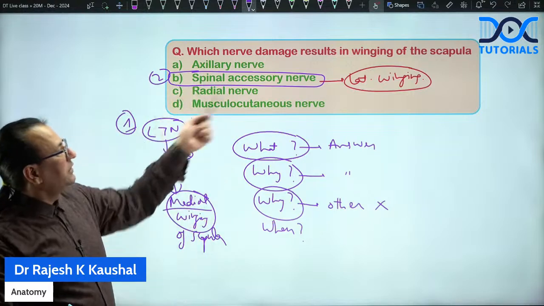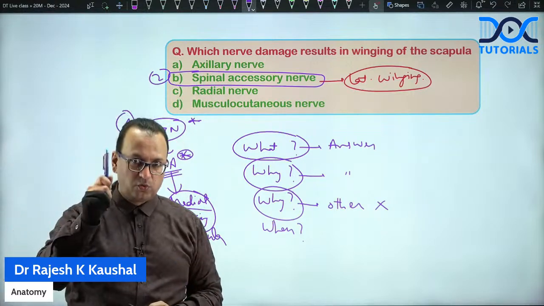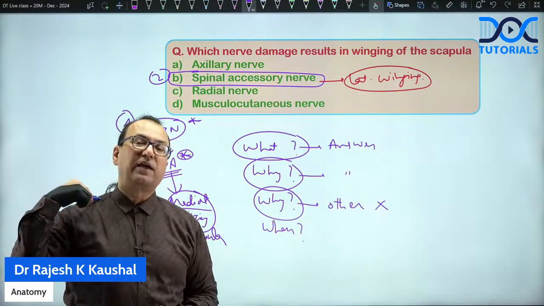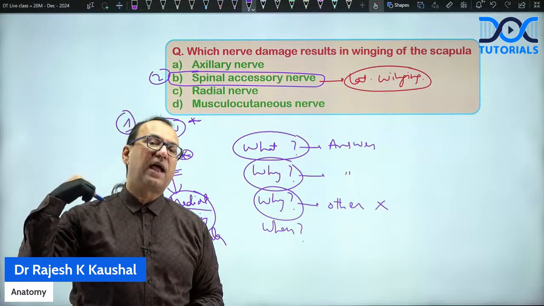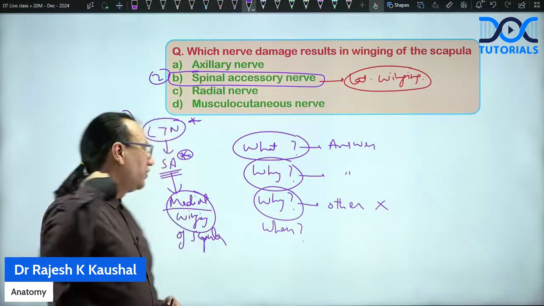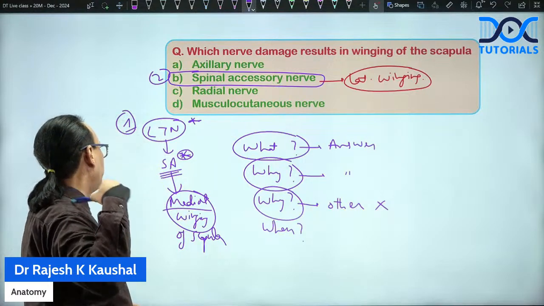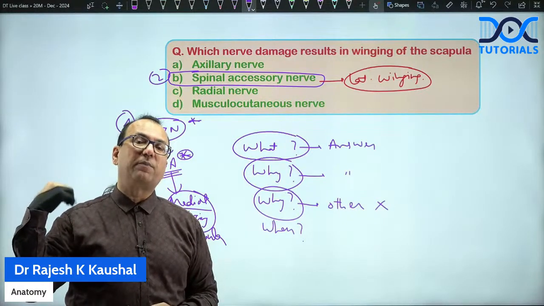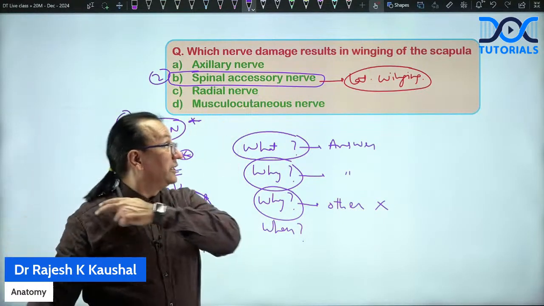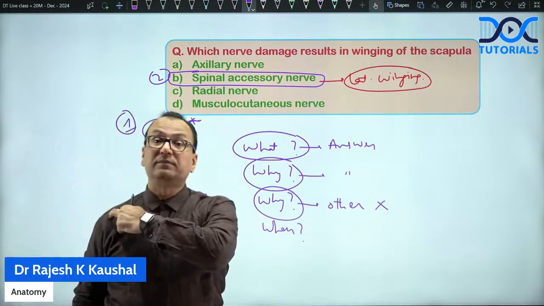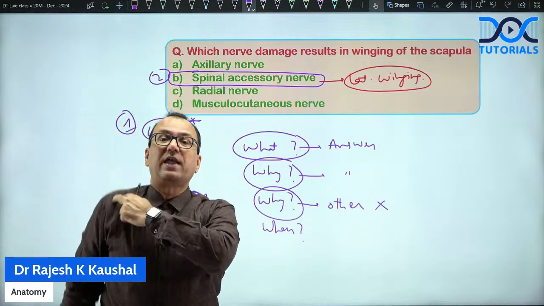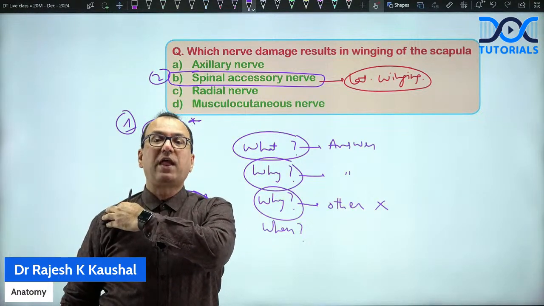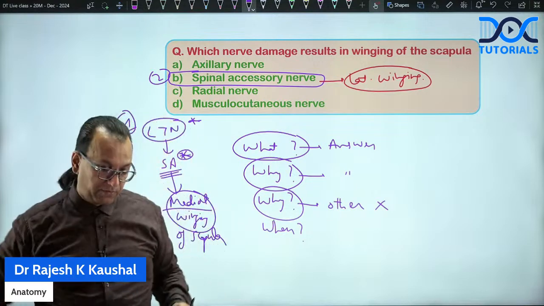Why? What will happen if the spinal accessory nerve is damaged? Say, for example, you have a lymph node and you are doing incision and drainage in the posterior triangle. In the posterior triangle, there is a lymph node, and you are trying to incise and drain, and you have damaged the spinal accessory nerve. If you damage the spinal accessory nerve, which muscle will be compromised? The trapezius. And if trapezius is compromised, then you will find difficulty shrugging the shoulder, and there will be drooping of the shoulder, and there will be winging of scapula. Which winging of scapula will be there?